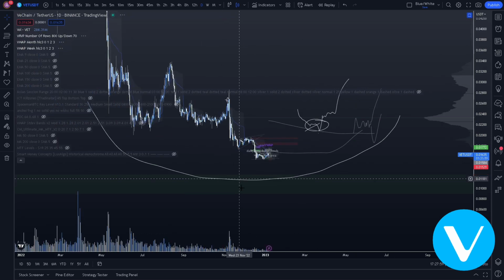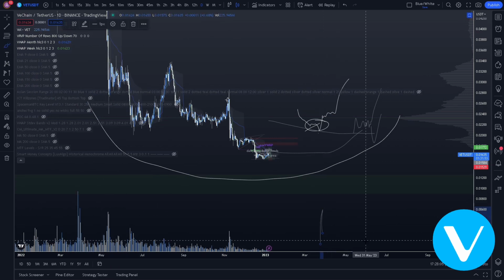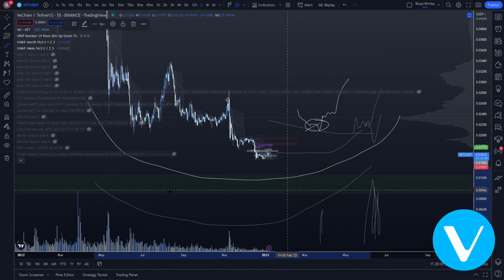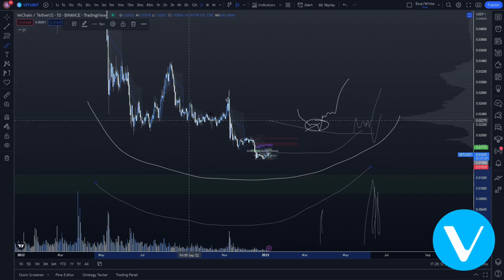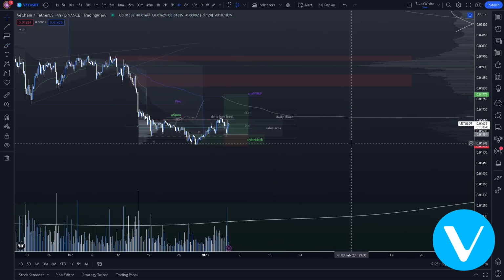So turn on the volume. We do have a peak of volume right here and right here. You do want to see peaks of volume in this rounded bottom curve. But this will be more of a lower time frame video, so I just want to show you guys what I'm looking at on the 4 hour and below.